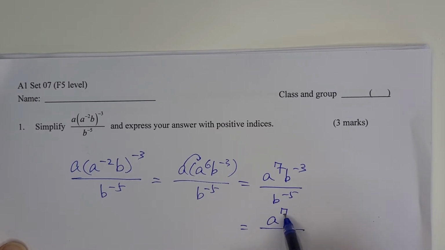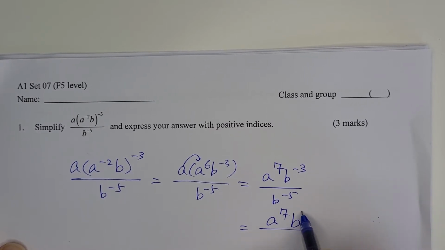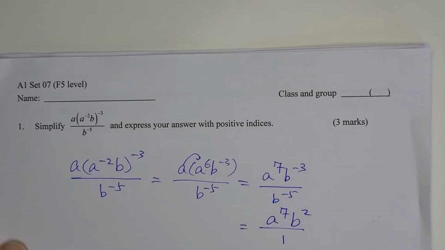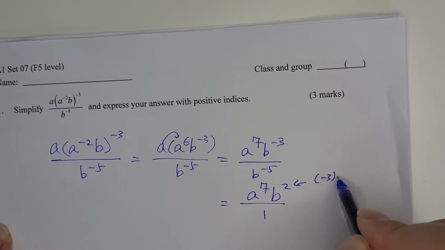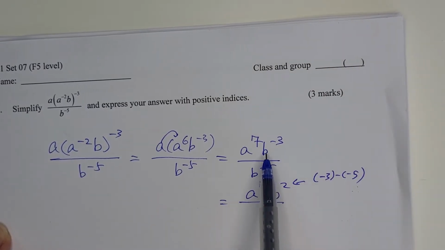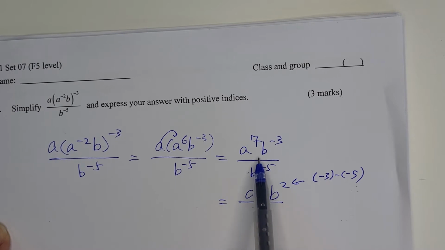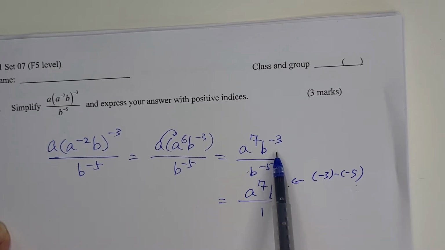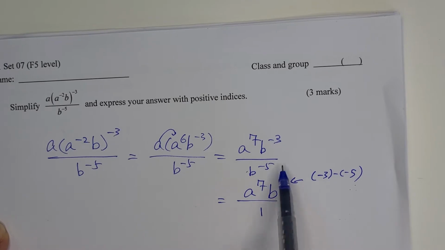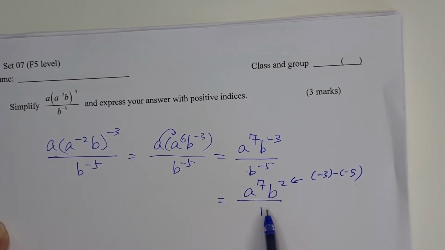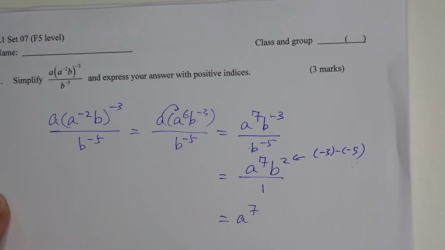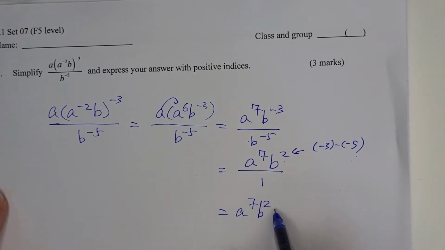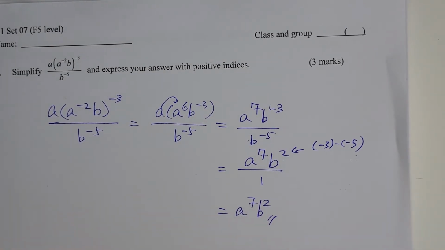a to the power 7 times b to the power 2 over 1. And how does this 2 come out? Because this 2 is negative 3 minus negative 5. When you are doing the division with the same base, then you need to do the subtraction of the index. So 2 is equal to negative 3 minus negative 5. But in here, you see the new denominator is only 1, so you can omit this. Just write down a to the power 7 times b squared. That's it. That will be your answer of question number 1.